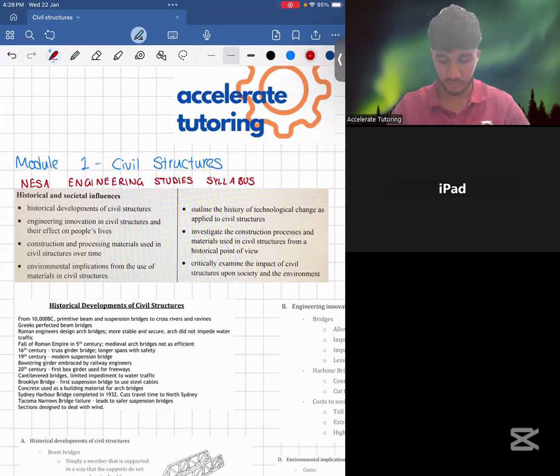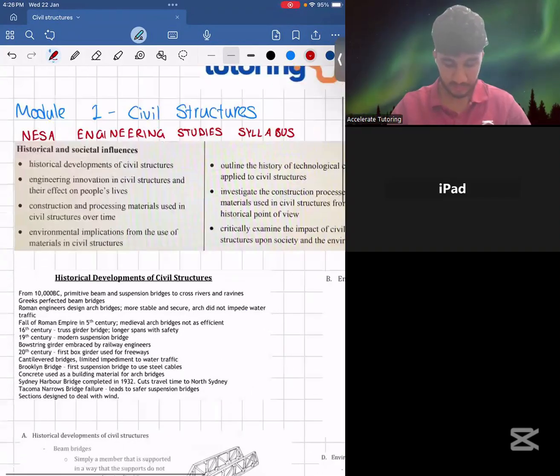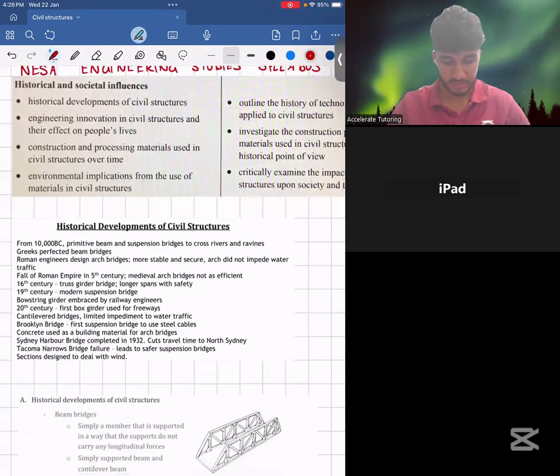Now, these can further be emphasized through: outline the history of technological change and apply to civil structures, investigate the construction processes and materials used in civil structures from a historical point of view, and then critically examine the impact of civil structures upon society and the environment. So in today's video, we're going to be covering all these dot points and covering this entire subtopic of historical and societal influences. So let's get started with the first thing, which is the historical developments of civil structures across time.